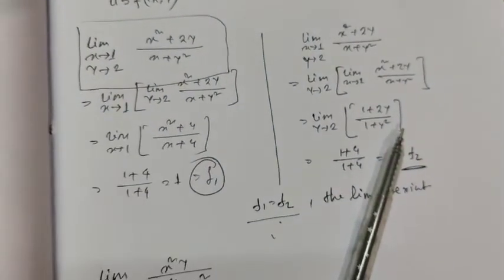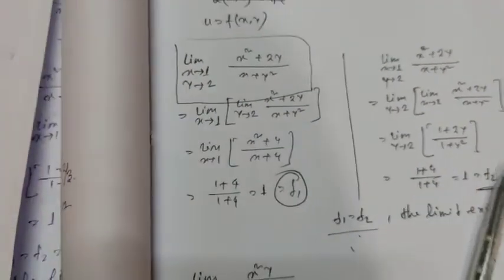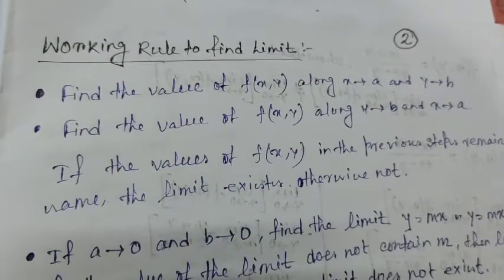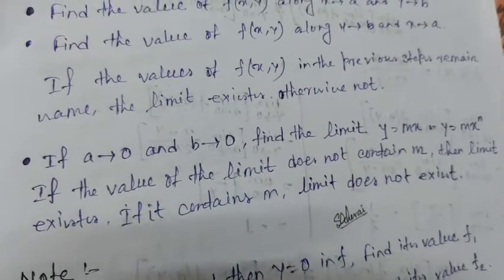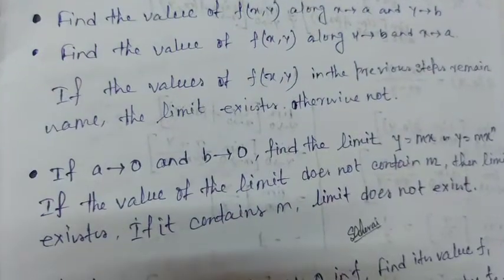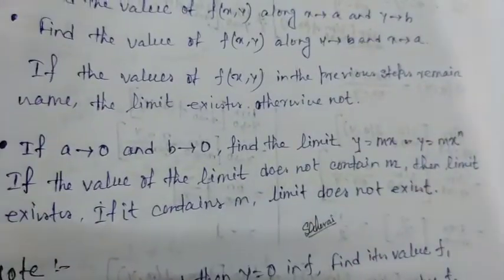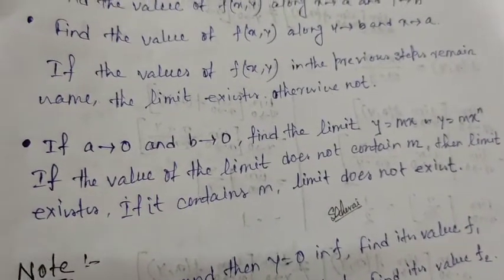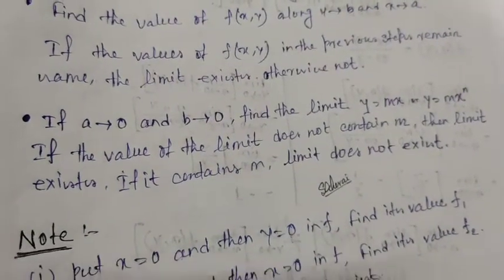So now there is a question, since we can use this condition when the points a and b do not tend to 0 by the definition. Now the question is, if a tends to 0 and b tends to 0, then what do we have to do? Actually, if a tends to 0 and b tends to 0, we have to find the limit along the straight line y is equal to mx and along a polynomial curve y is equal to mx to the power n. If the value of this limit doesn't contain m, then we can say the limit exists, and if it contains m, then the limit doesn't exist, because m is a real number.